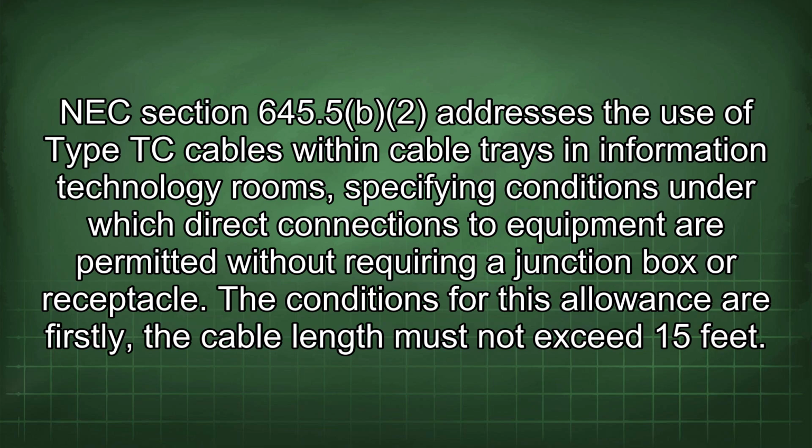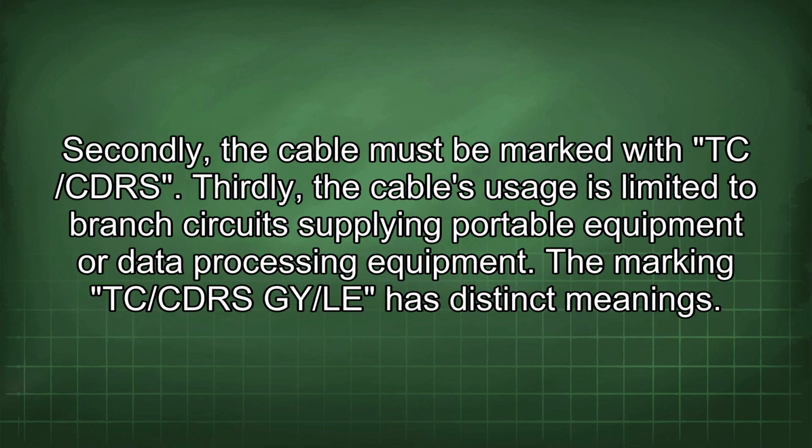The conditions for this allowance are: firstly, the cable length must not exceed 15 feet. Secondly, the cable must be marked with TC/CDRS. Thirdly, the cable's usage is limited to branch circuits supplying portable equipment or data processing equipment.